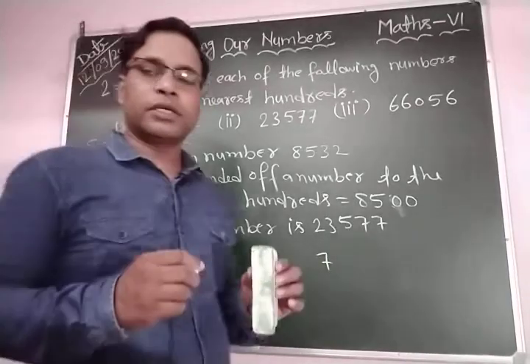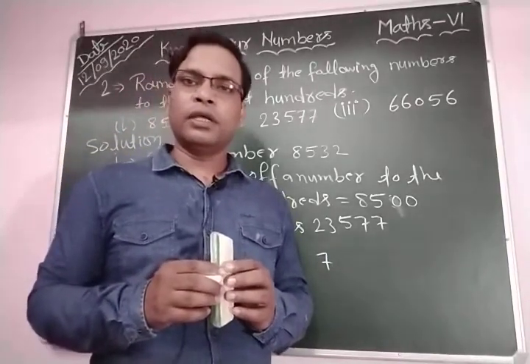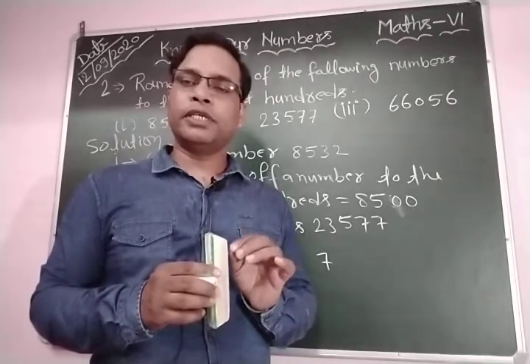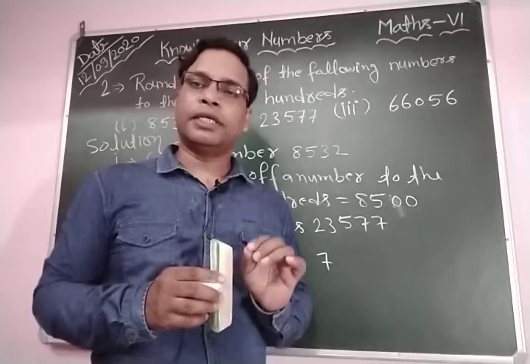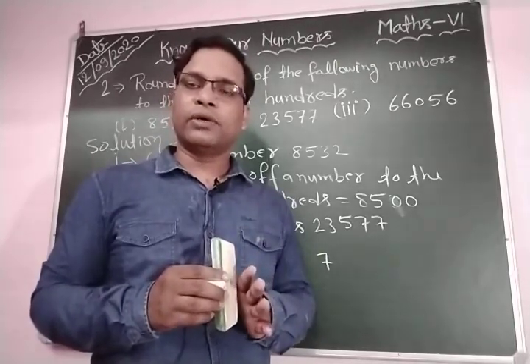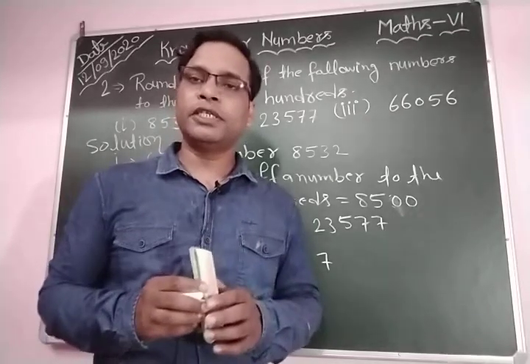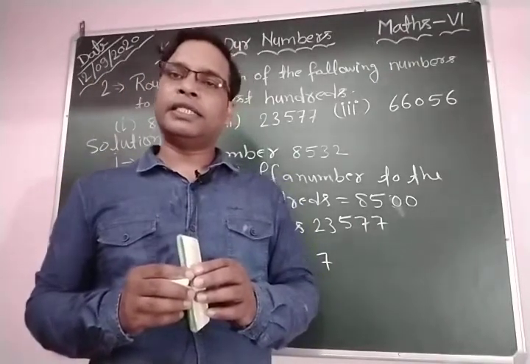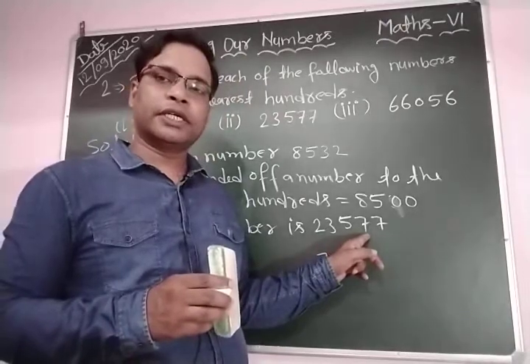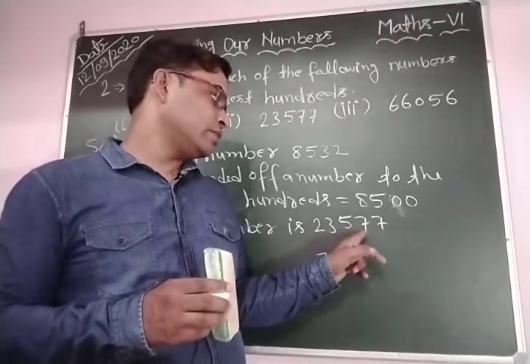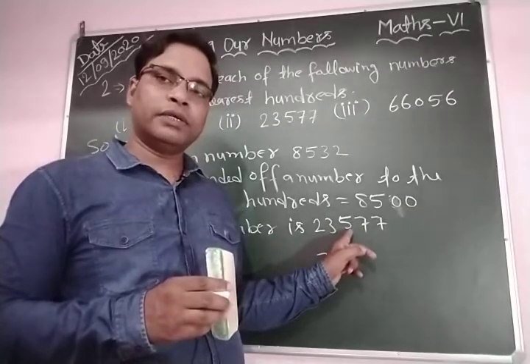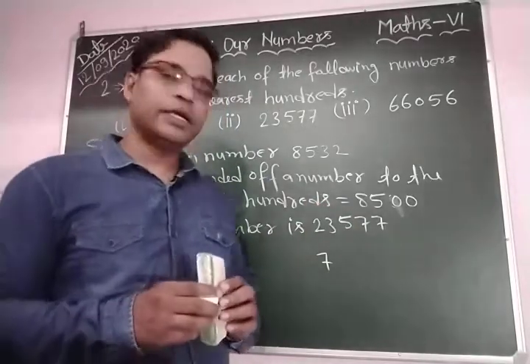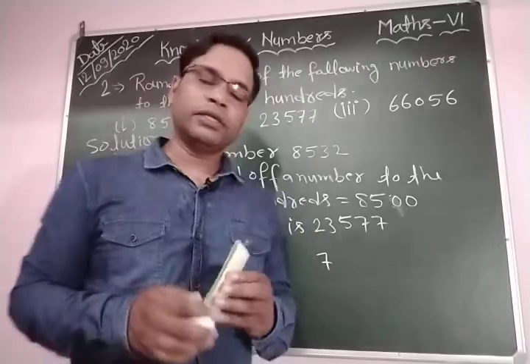If the tens place digit is 5 or greater, then the 100 place digit increases by 1, and the tens place digit and ones place digit are replaced by 0. If the tens place digit is less than 5, then the ones place digit and tens place digit are replaced by 0, and keep all other digits as they are. But here the tens place digit is greater than 5, so the 100 place digit increases by 1. It means we add 1 to the 100 place digit, it will become 6. Clear? And the tens place and ones place digits are replaced by 0.